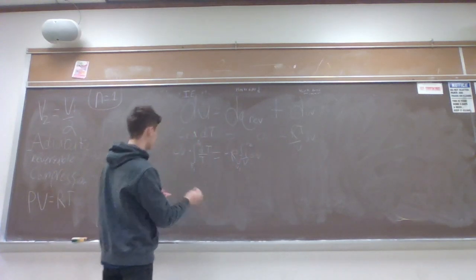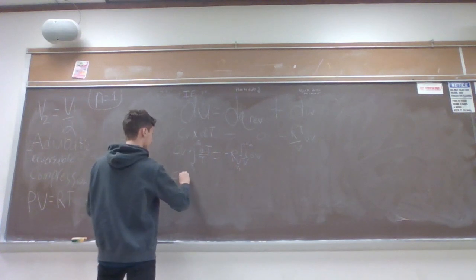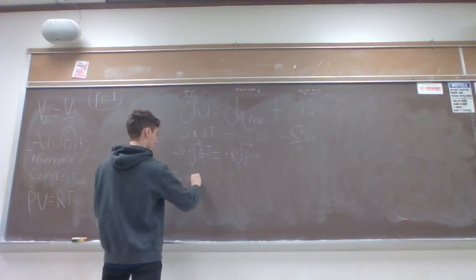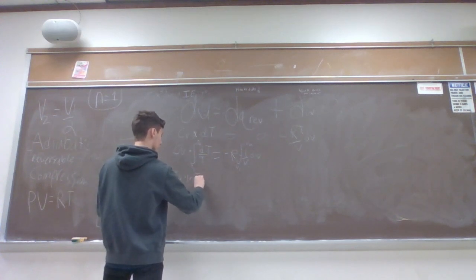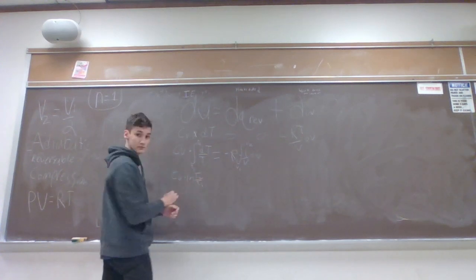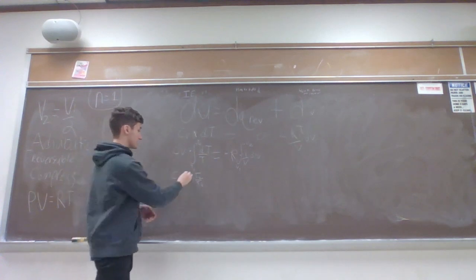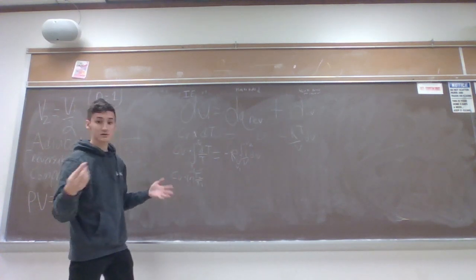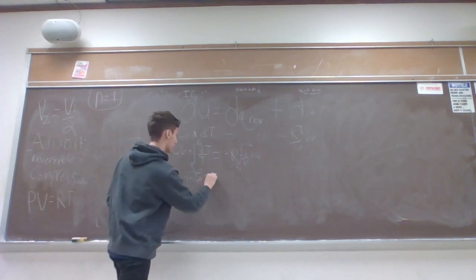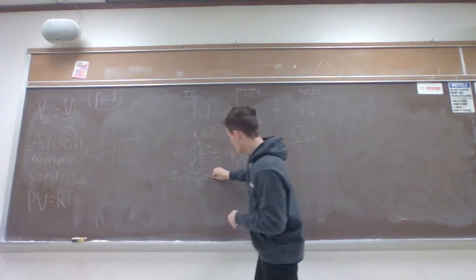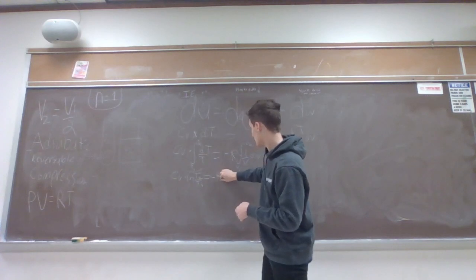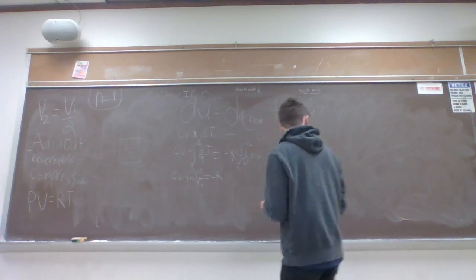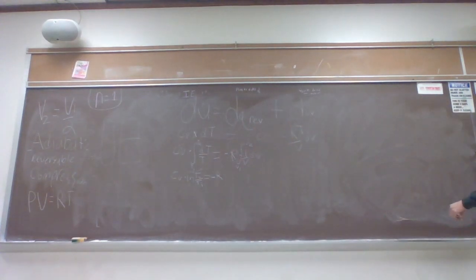And what we would have over here is CV multiplied by the ln of T2 over T1. Okay, this is just a simple integration. I'm just going to make sure you can tell the difference where one starts and the other begins. And then that would equal the negative R. Actually, let's keep the R and the negative signs separate.